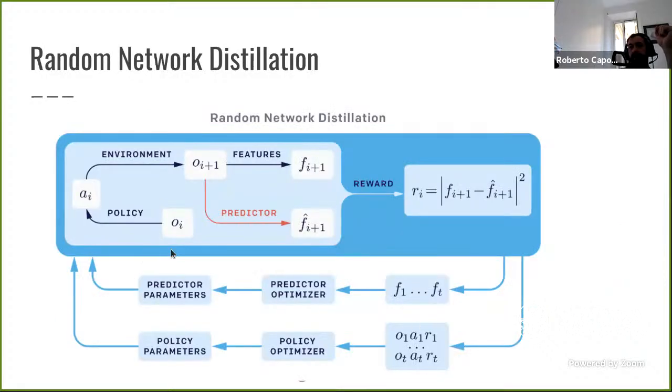So again, here we have an observation. This is the schema of the whole algorithm. Here we have an observation that we get from the environment. Our policy selects an action, which is returned to the environment. The environment returns also a new observation. From this observation, we compute the features using the target network, and the predictor network computes what would be basically the expected features from this new observation. And this is used to compute the intrinsic reward. And based on that, then we can update our policy and our value functions, whatever we are using.